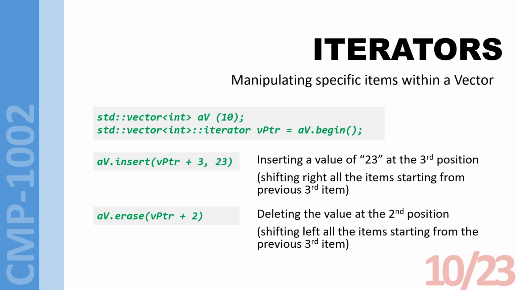So the previously third item will become the fourth, previously fourth will become the fifth, and so forth. Therefore, the size of the vector will be increased to 11 at the end of this insert function.